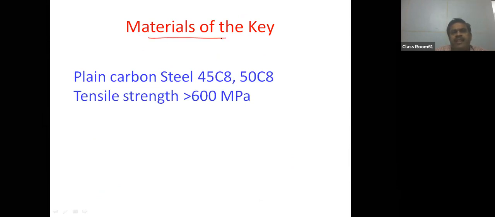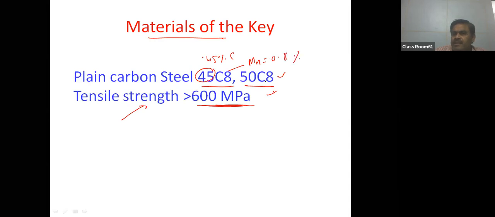Now, materials of the key: plain carbon steel 45C8, 50C8 can be used. And generally the tensile strength for the key should be greater than 600 megapascal. So these are some criteria. Carbon is 0.45%, manganese you can say 0.8%, in this way.